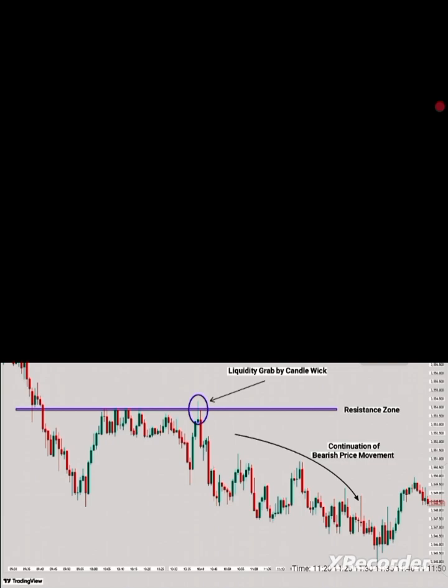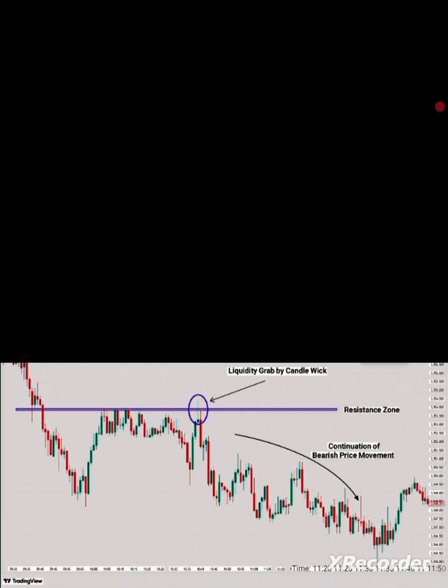Now, when this candle is spotted on a resistance zone on a higher time frame, we move to our 15-minute time frame to refine it, to see what this candle has caused on a 15 minutes. Now, you have to understand that when you see this candle on a 4 hour or in a 1 hour, it is not a confirmation. It is just a signal.